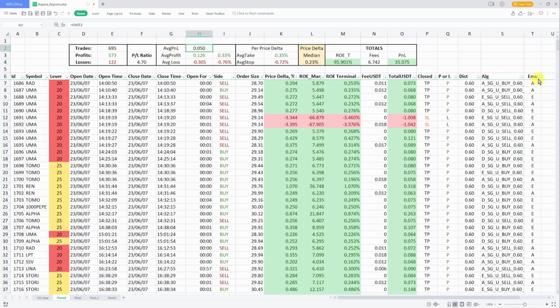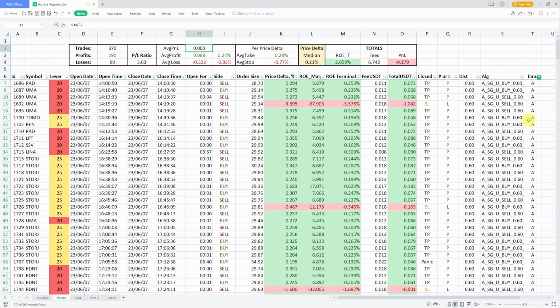Now, the next section right here is the different averages. So this is the average P&L per trade. Let's go to the real ones only. So here it is basically 0.